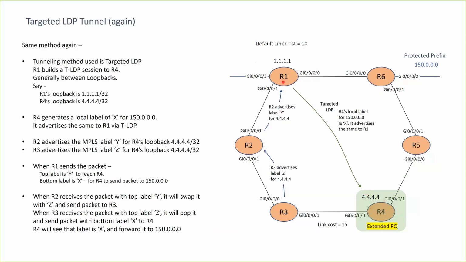So if R1 sends top label Y, bottom label X to R2, what will R2 do? R2 has to swap it with R3's label for 4.4.4.4. Right? Say R3 has advertised label Z for 4.4.4.4 to R2. R2 advertised label Y. R1 will send with label Y. R2 will have to swap Y with Z to send it to R3. Right? And then R3 will just pop the top label. R4 will receive a packet with just label X, which is its label to reach the destination. Program this in hardware, pre-program it, FRR is ready.